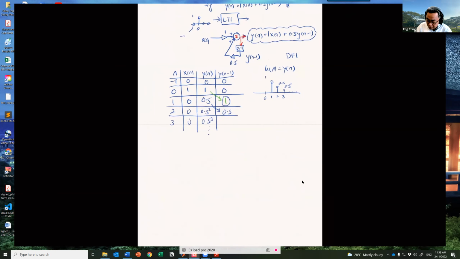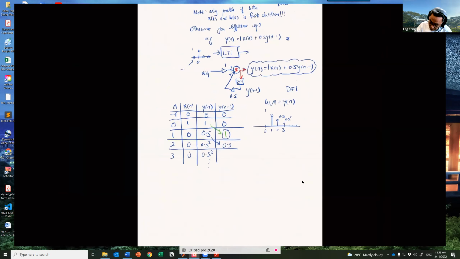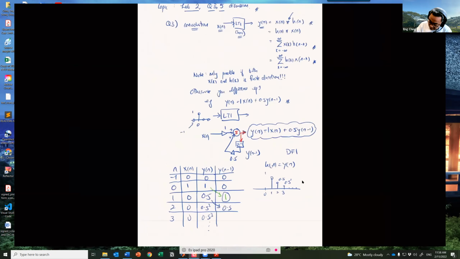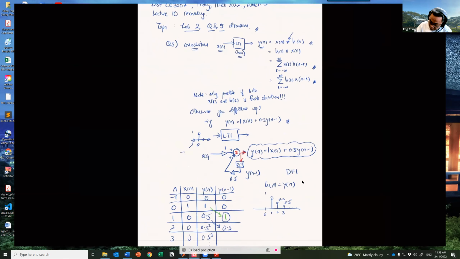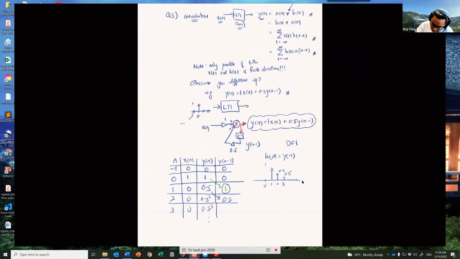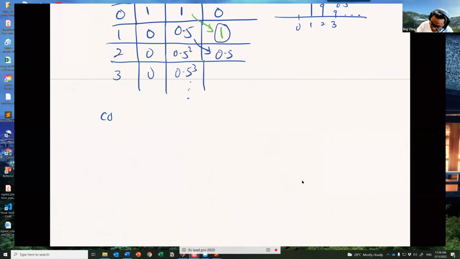What else do I have to do? Okay, so we're happy with this now. And now the other thing which I want to talk to you about is convolution with an impulse.